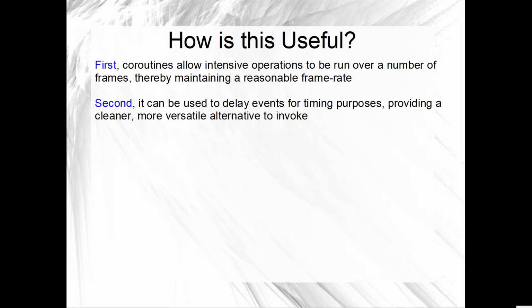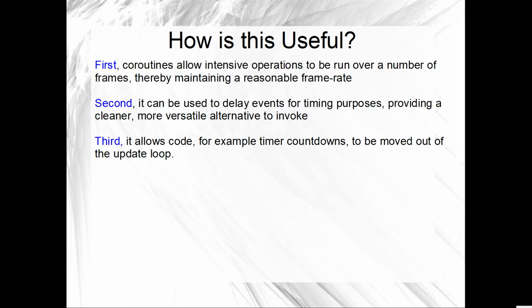The second use of coroutines, they can be used to delay events for timing purposes, providing a cleaner, more versatile alternative to invoke. Now you may be familiar with invoke. It allows you to call a method on a delay. However, it does not allow you to pass a parameter. That can basically lead to very messy code to try and work around that. It can lead to declaring extra variables or extra fields and things like that. That's another thing you can do with coroutines. You can delay events.